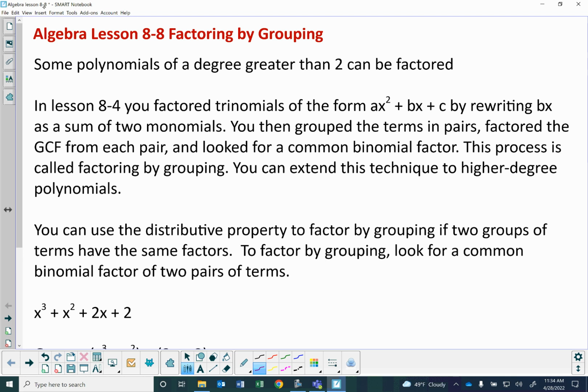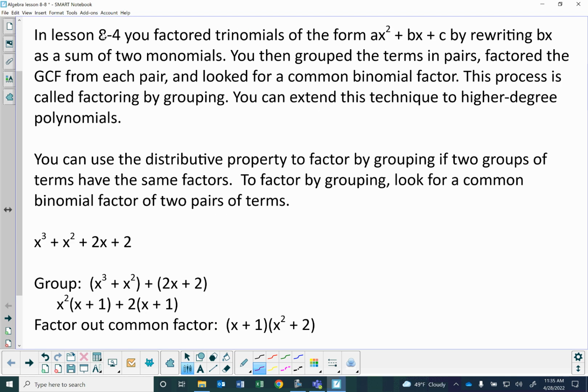This process is called factoring by grouping. We can extend this technique to higher degree polynomials. Since you can use the distributive property to multiply, you can also use the distributive property to factor by grouping if two groups of terms have the same factors. So to factor by grouping, you basically are looking for a common binomial factor of the two pairs of terms.